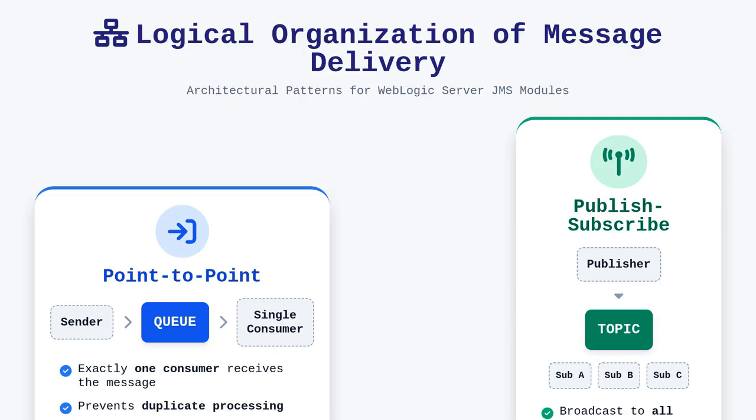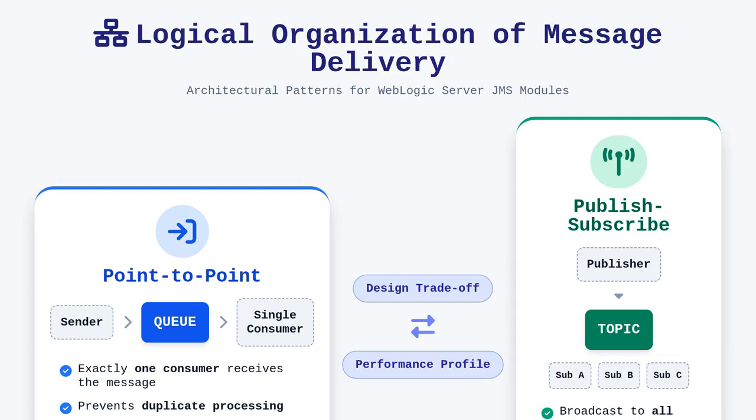WebLogic Server implements these via destination objects, which act as the landing zones for messages within a JMS module. Deciding between these two patterns is a classic design trade-off where you must balance the requirement for singular, serial processing against the need for broad, simultaneous notification. The architectural decision you make here will echo through your entire application performance profile, particularly regarding how load is distributed across your messaging infrastructure.